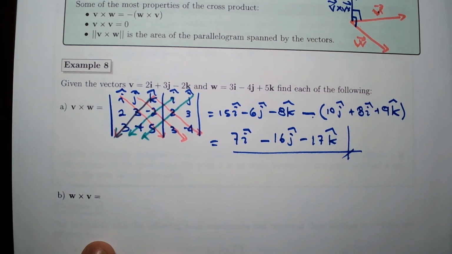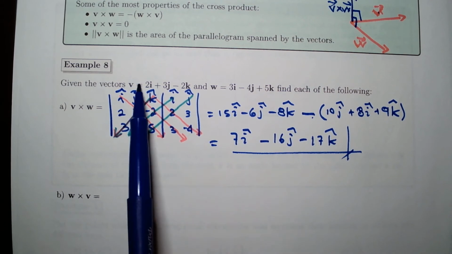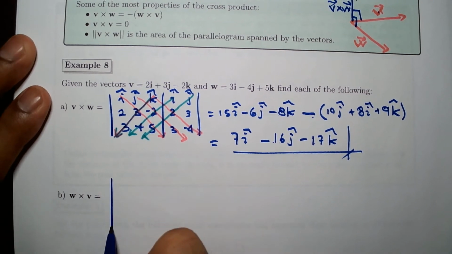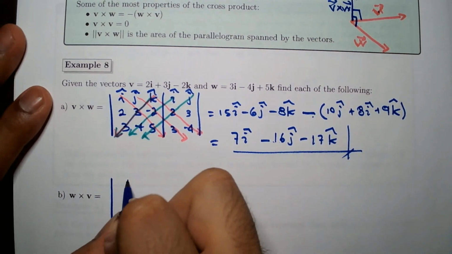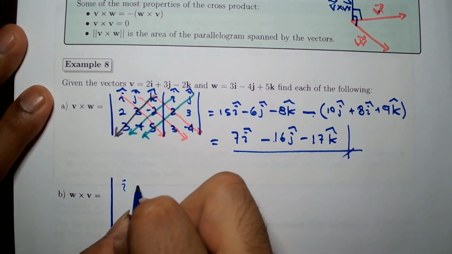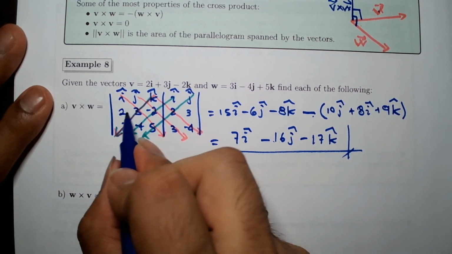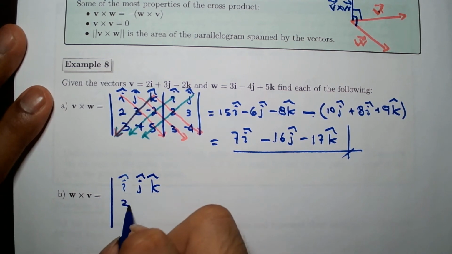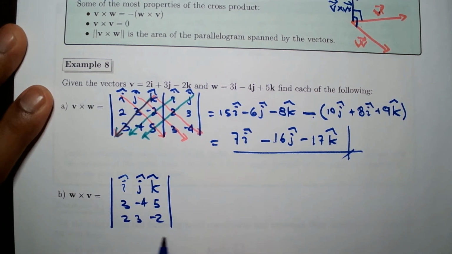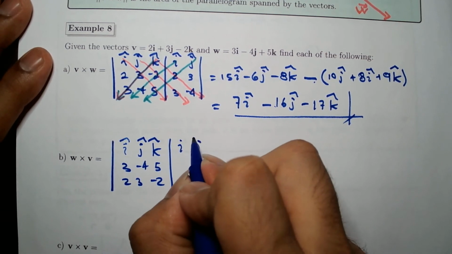Alright, and that's the cross product. So that means this vector is going to be orthogonal to V and to W at the same time. Let's do the cross product of these two vectors in the other direction. So that's going to be i, j, k. And instead of having 2, 3, negative 2, I'm going to have 3, negative 4, 5, 2, 3, negative 2. And then I'm going to do the same trick of repeating the first two columns.